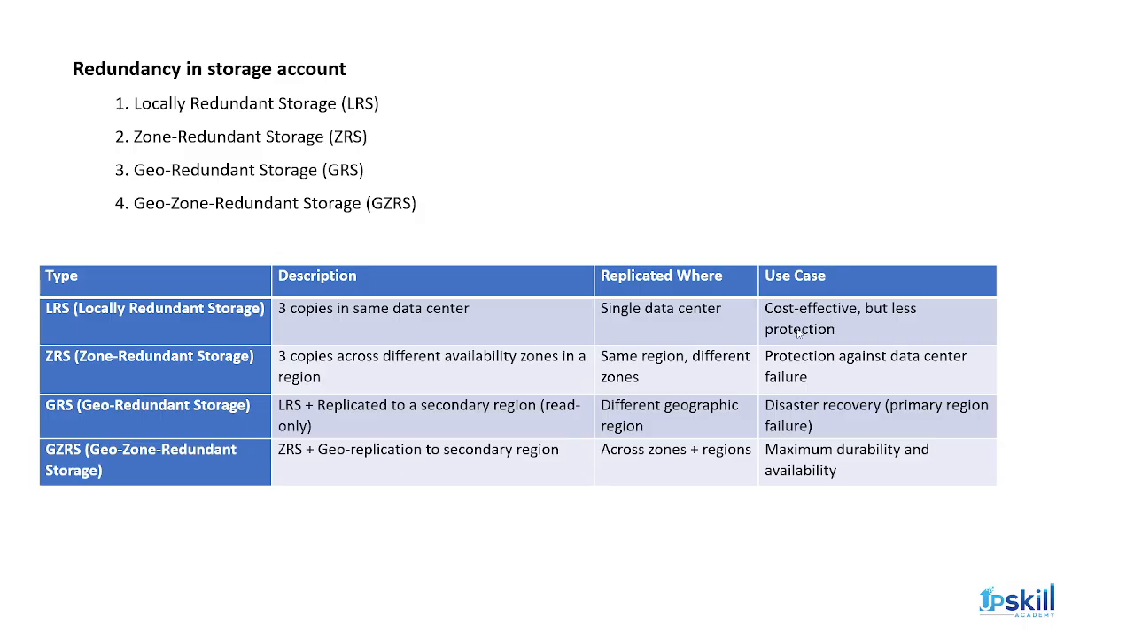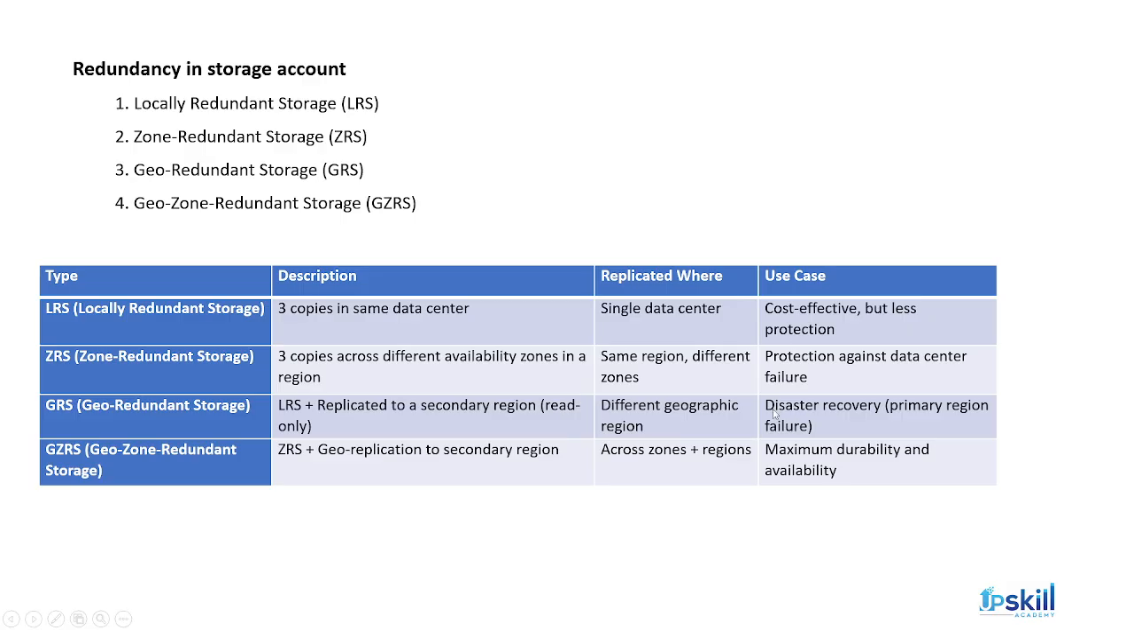Where data or hardware failure protection is enough for us. Now coming to the second one, ZRS, Zone Redundant Storage, which is synchronously copying the data across three separate availability zones in a primary region. And it replicates where? It replicates in the same region, different zones. And it is best for high availability within a region and critical apps needing protection from data center outages.